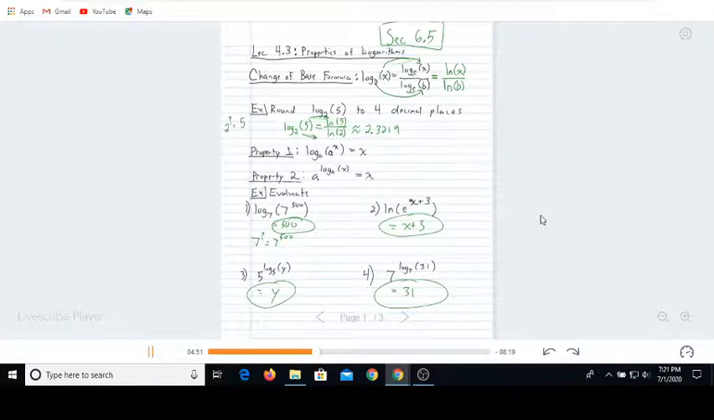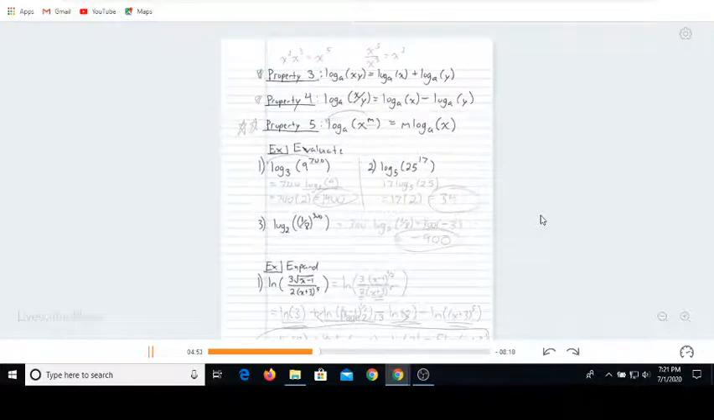Alright, let's look at property 3, 4, and 5. We're going to go ahead and tackle all these together. Now, for all intents and purposes, you can view these as the logarithm version of some exponential properties. So property 3 states, hey, multiplication translates into an additive property. And we see that with exponents.